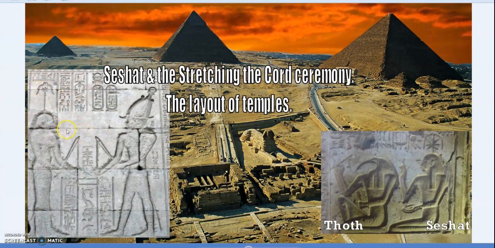But this is one of the depictions of Seshat stretching the cord, laying out a new temple. Before the temple was built, you need to lay out the groundwork, you need to find the axis, you need to find the orientation, and you also need to make your measurements.